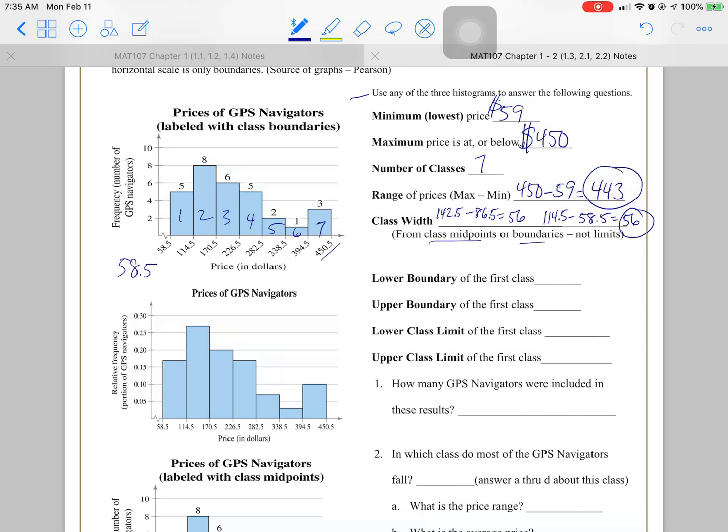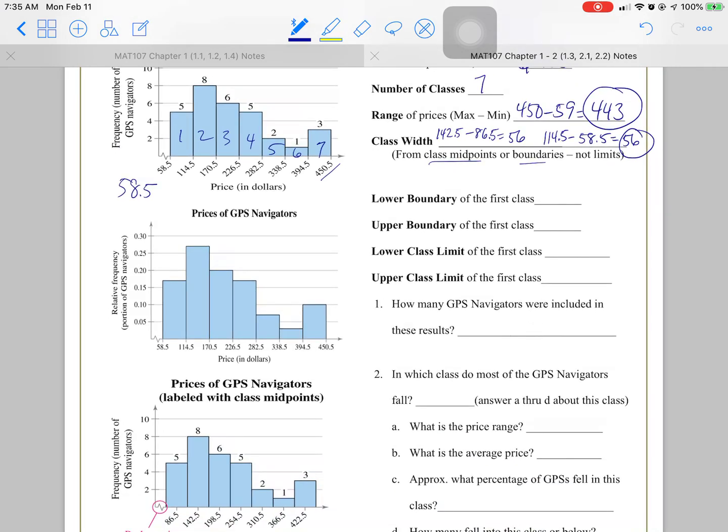And the lowest boundary in the first class is 58.5. The upper boundary of the first class is 114.5. The lower class limit would be inside the bucket, so that'd be the price. The upper class limit of the first class: the upper class boundary of the first class is 114.5, which means the price is 114.